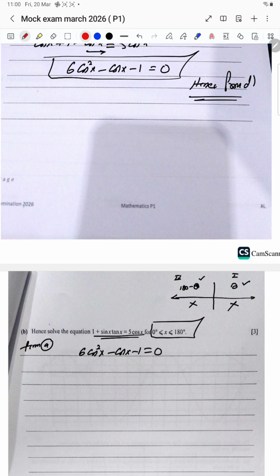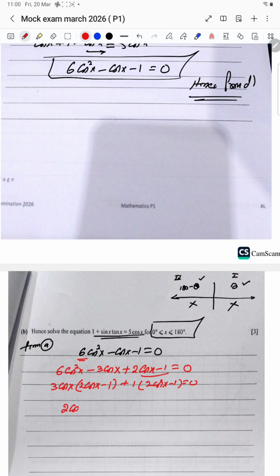Now here you can have the factors, or you can apply the quadratic formula. This is a quadratic expression where the only variable is cos theta. So if I make the factors, 6 cos square of x minus 3 cos of x, I'm applying the midterm break rule, plus 2 cos of x minus 1 equal to 0. So 3 cos of x is taken as common. Here I will get cos x minus 1 plus 2 cos x. Nothing seems to be common from here. So 2 cos of x minus 1 equal to 0.